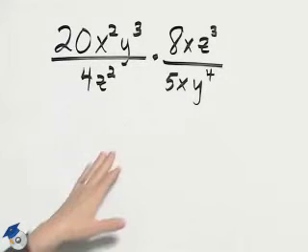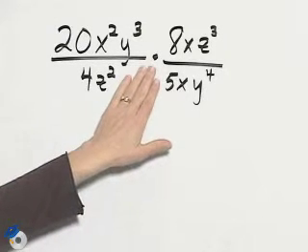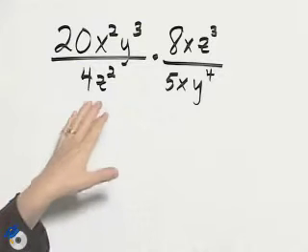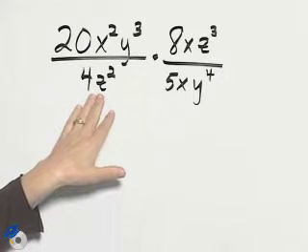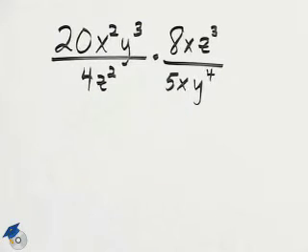The indicated operation in this expression is multiplication. So we're multiplying essentially two fractions. Now when we multiply fractions, the first thing we want to do is to see if we can do any of what we call cross-canceling. And in fact we can.